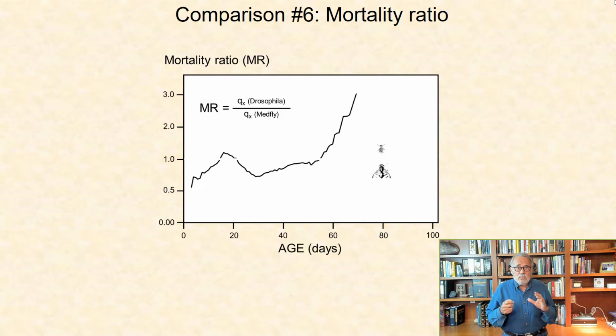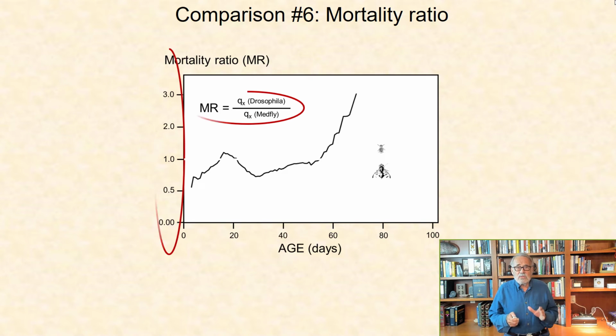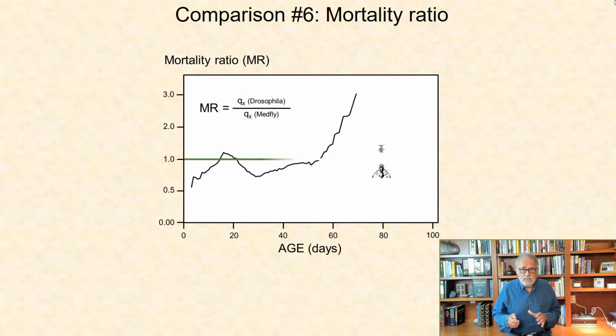Comparison number 6, mortality ratio. In this comparison, I examine the ratio of the Drosophila age-specific mortality, Qx, on this same schedule in the medfly. Again, we have age on the x-axis, and we have mortality ratio on the y-axis. A ratio of 1.0 indicates identical age-specific probabilities between the species.